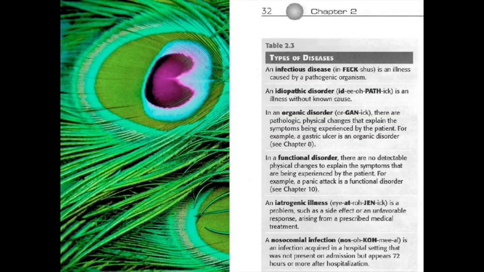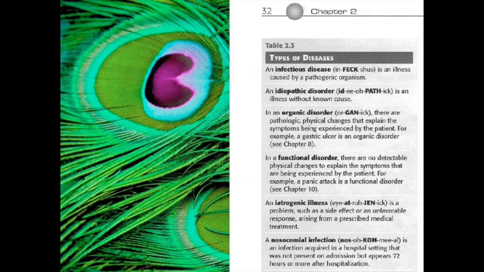Bam! Table 2.3. We got types of diseases. An infectious disease is an illness caused by a pathogenic organism. So virus, bacteria, something gets inside of us and it's making us sick, and it can probably get to other people. An idiopathic disorder is an illness without known cause. Why'd you get sick? Well, I don't know.